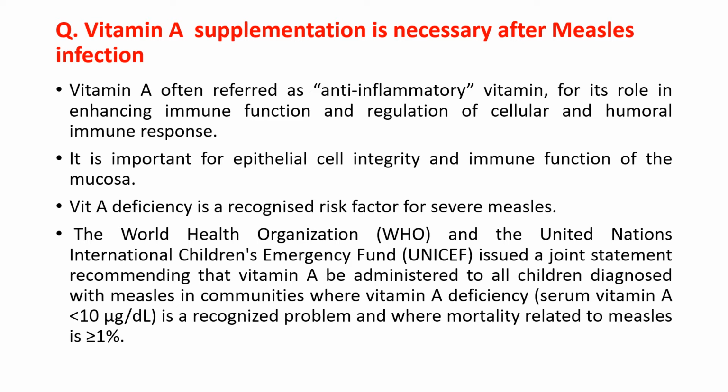And it is a recognized risk factor for severe measles because this deficiency predisposes the children for development of measles, which has higher morbidity and higher mortality. The complications are more in these children with vitamin A deficiency having measles, and that is why the World Health Organization and UNICEF issued a joint statement recommending that vitamin A has to be administered to all children diagnosed with measles in communities where vitamin A deficiency is a recognized possibility and where mortality related to measles is more than 1%.